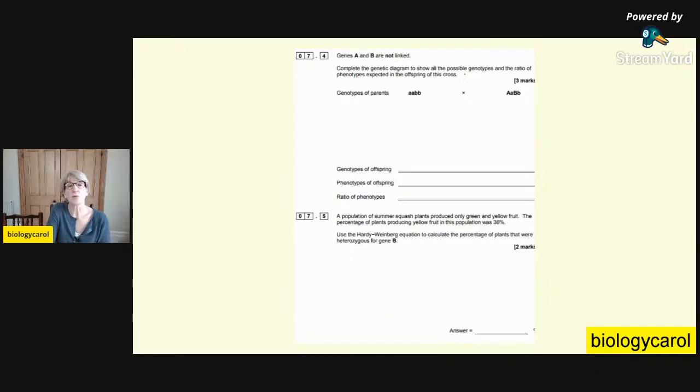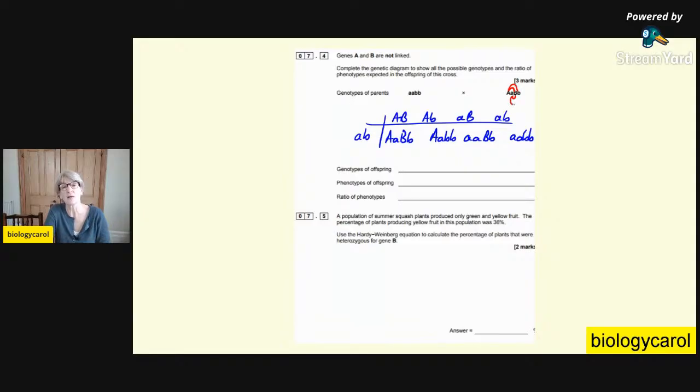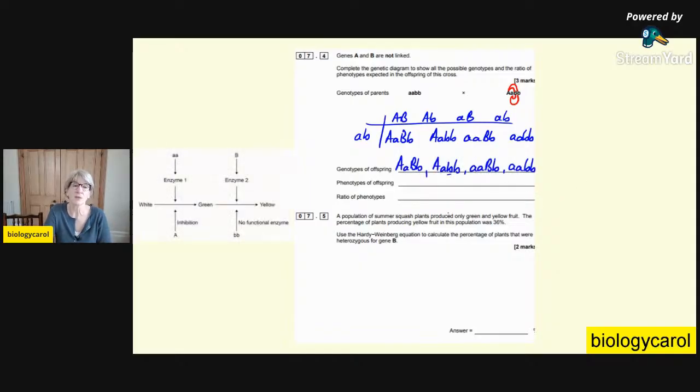Complete the genetic diagram to show all the possible genotypes and the ratio of phenotypes expected in the offspring of this cross. So here is my Punnett square. They've nicely given me some space, which is very kind. Notice that the only gamete type that could be made here is little a, little b, but there are 4 gamete types that could be made from this parent. It could be this, this, this, and this. Hence those 4 there. And therefore, these are the genotypes of the offspring, which I am now going to copy and put there.